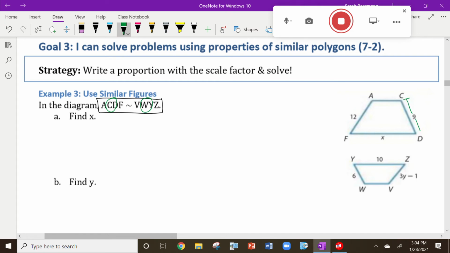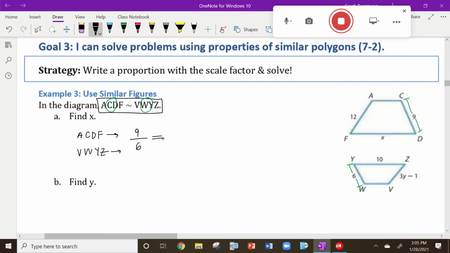That means this corresponds to this. I have both of those lengths. That can help me find the similarity ratio. So I can do ACDF in my numerator and VWYZ in my denominator. That would be a ratio of 9 over 6.